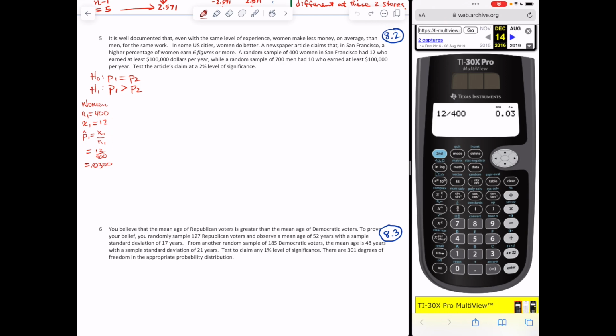Oh, while we're at it, we noted that we needed to count successes and failures. So for the successes on the women, there were 12. And that's greater than or equal to 10. So we're okay there. And for the women, the fails is a little harder. You're going to have to do 400 minus 12. Which will be 388, I think. Which, of course, is also greater than or equal to 10. So we're good to go with the successes and failures for the women. Obviously, we'll need to do that for the men as well.